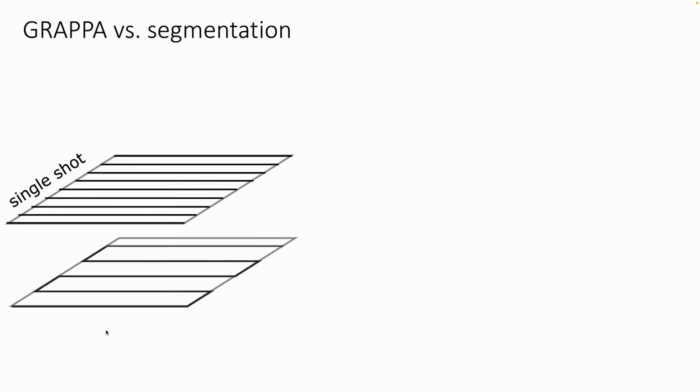Meaning that we are only acquiring a subset of the lines, and then we need to fill in the other lines by other means. There are 2 different approaches here. One very common approach is to use GRAPPA and fill in these missing k-space lines. Another approach is to acquire these missing k-space lines in the next shot or in the next TR and then combine them. Those 2 approaches are combinable, but they're also in competition. So it's not really clear how much we should push on GRAPPA or segmentation.